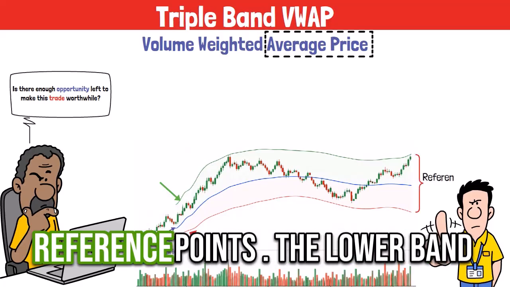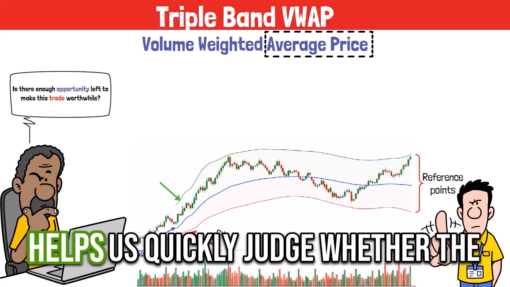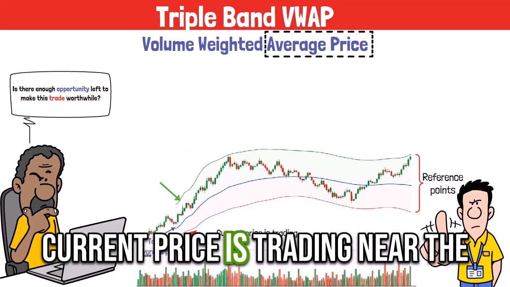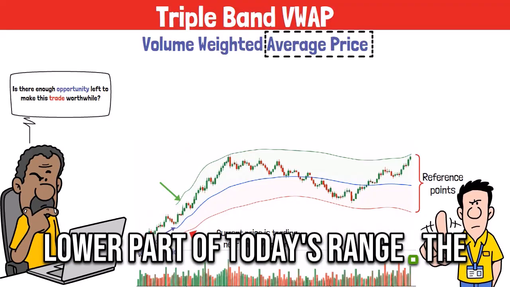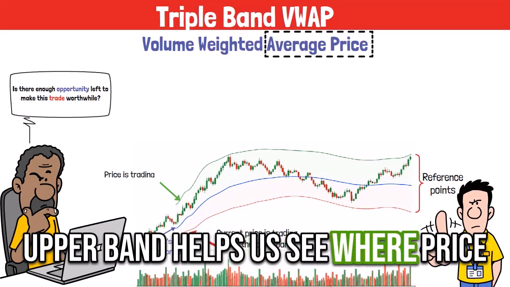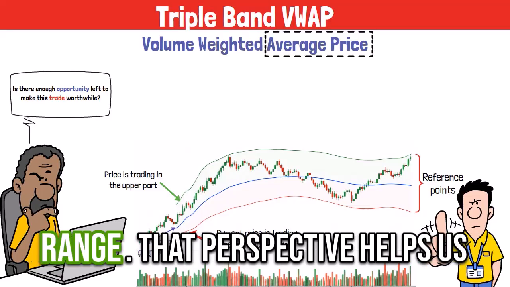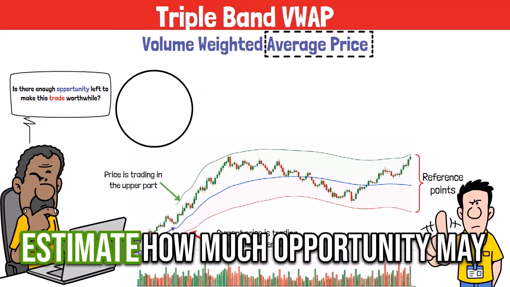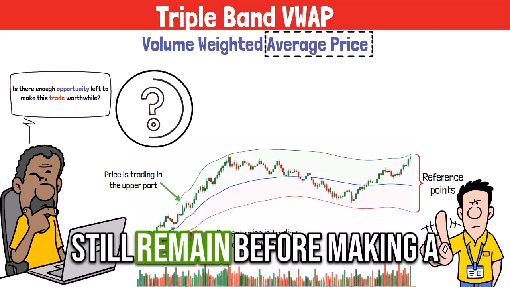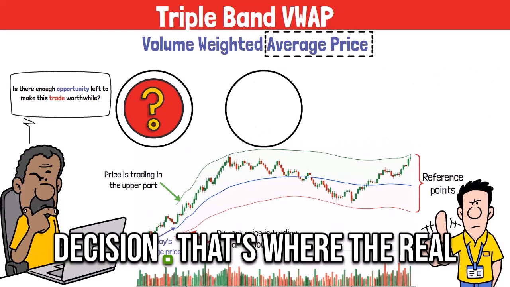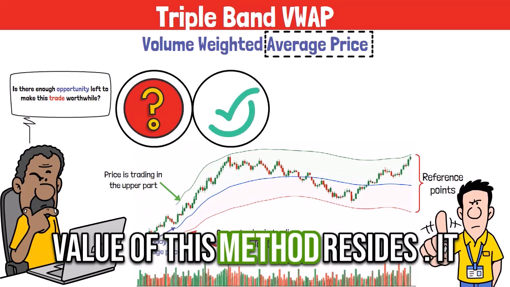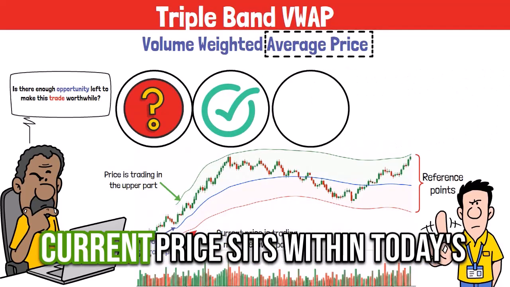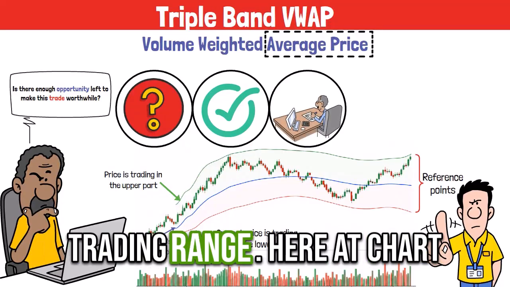Think of the three bands as reference points. The lower band helps us quickly judge whether the current price is trading near the lower part of today's range. The upper band helps us see where price is trading in the upper part of that range. That perspective helps us estimate how much opportunity may still remain before making a decision. That's where the real value of this method resides. It helps you estimate where the current price sits within today's trading range.